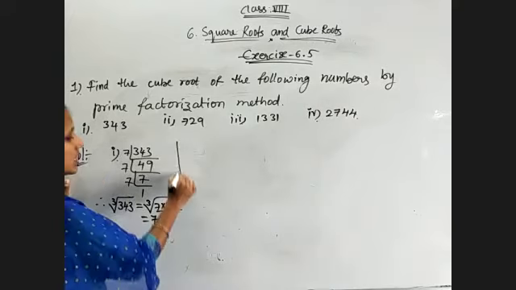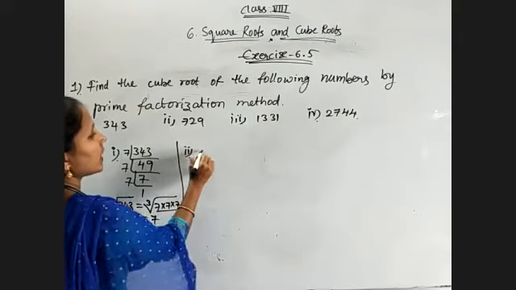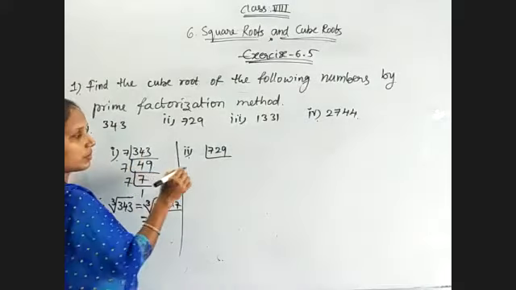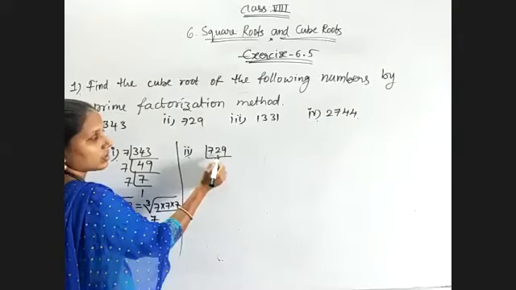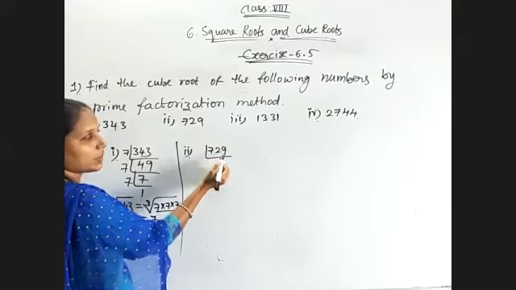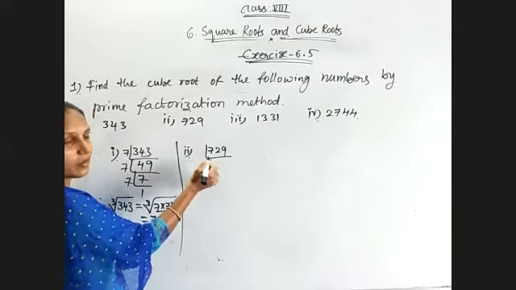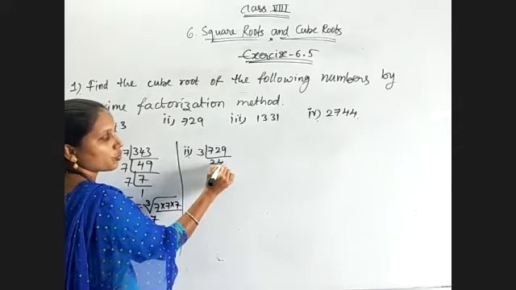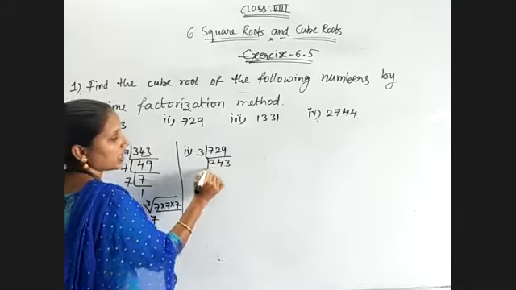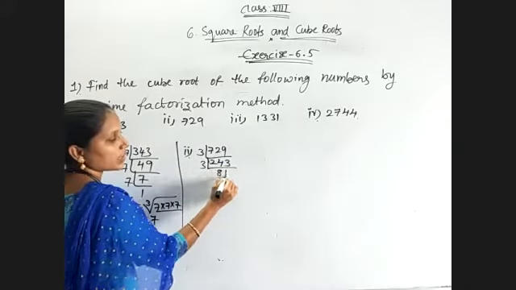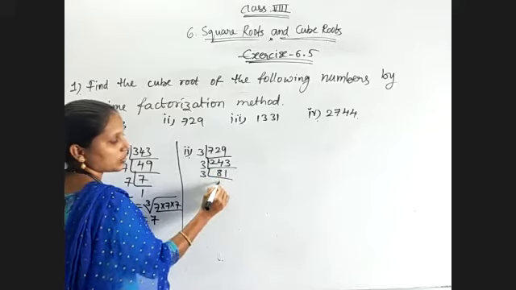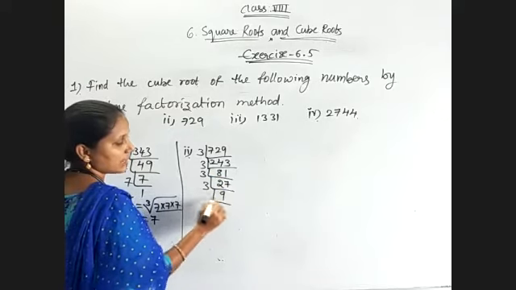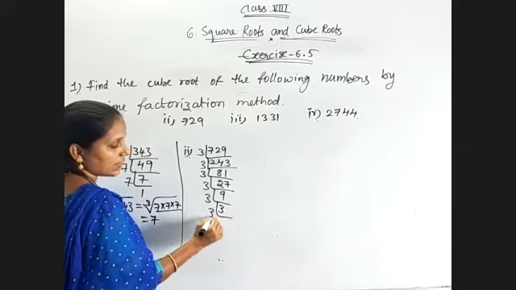Now coming to the second question, 729. So go with the prime factorization division method. So just observe 7 plus 2 plus 9, 9 plus 9, 18. This number is divisible by 3. 3 2s are 6, 3 4s are 12, 3 3s are 9. Then 3 8s are 24, 3 1s are 3. 3 2s are 6, 3 7s are 21. 3 9s are 27, 3 3s are 9, 3 1s are 3.